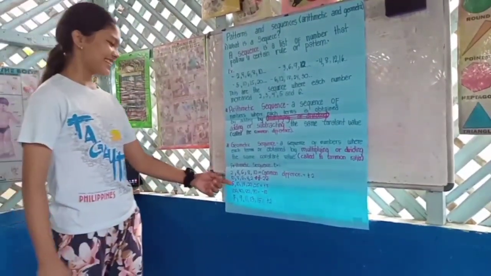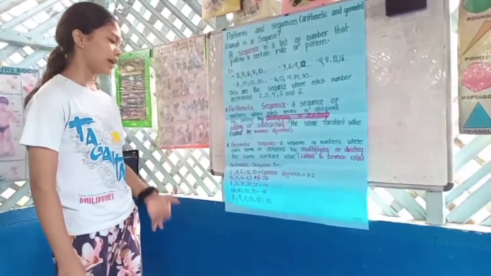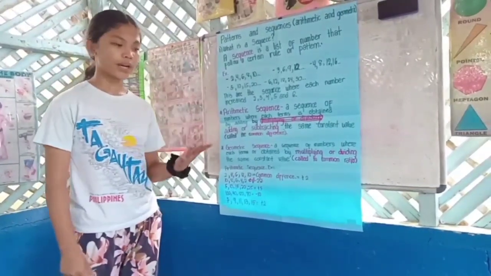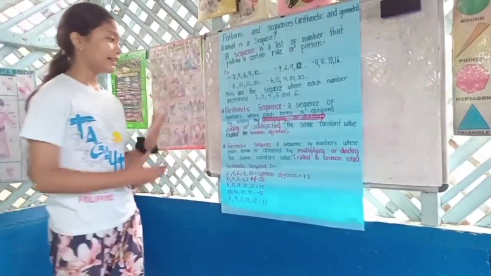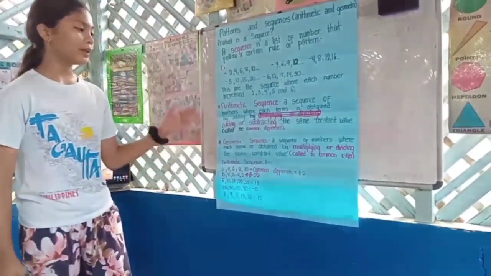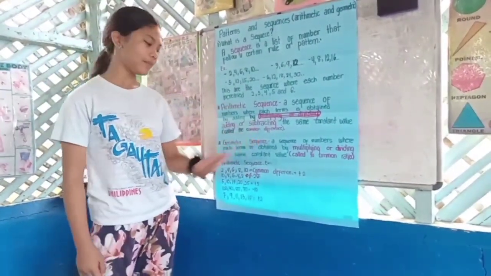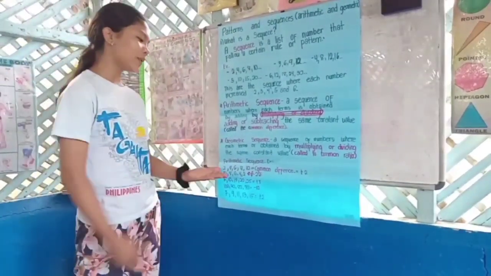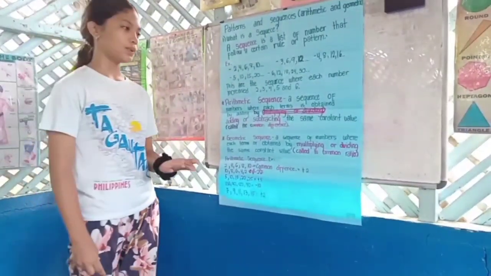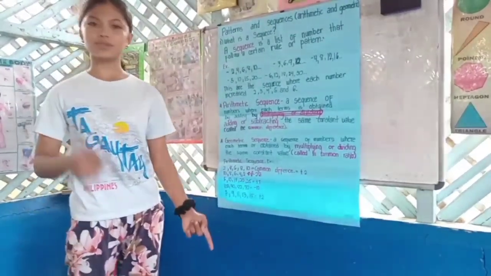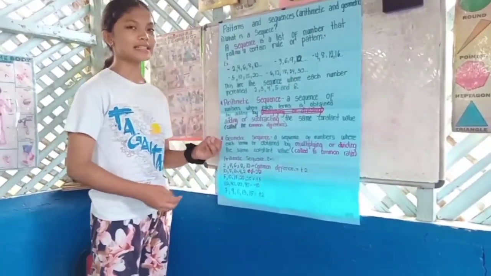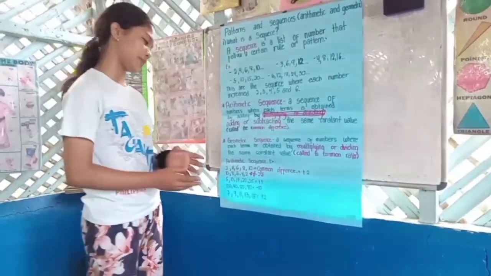Let's move on to the second example, which is 10, 8, 6, 4, and 2. In an arithmetic sequence, as I mentioned earlier, it can be adding or subtracting. So the common difference here is minus 2. Because 10 minus 2 is equal to 8, 8 minus 2 is equal to 6, then 6 minus 2 is equal to 4, and lastly, 4 minus 2 is equal to 2.